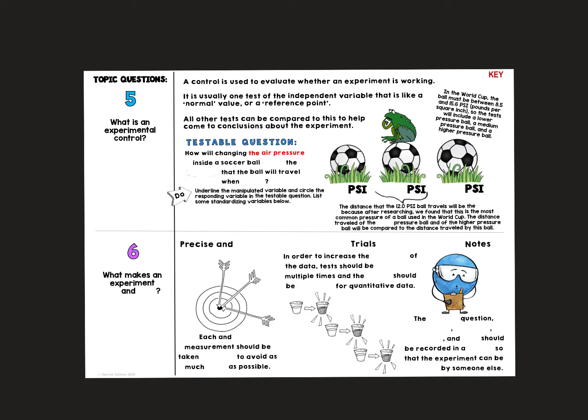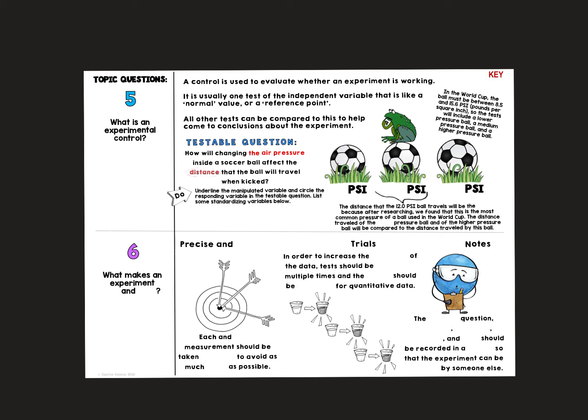How will the air pressure inside a soccer ball affect the distance that the ball will travel when kicked? The experiment is to the right. So in the World Cup, the ball must be between 8.5 and 15.6 psi, or pounds per square inch. So the tests will include a lower pressure ball, a medium pressure ball, and a higher pressure ball.